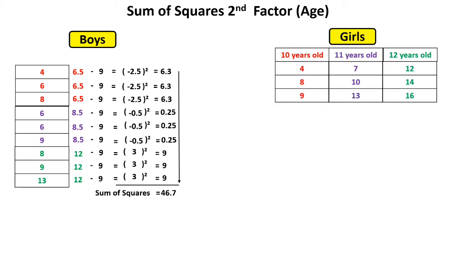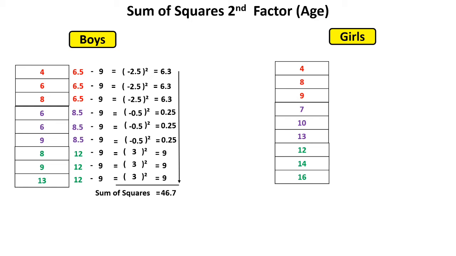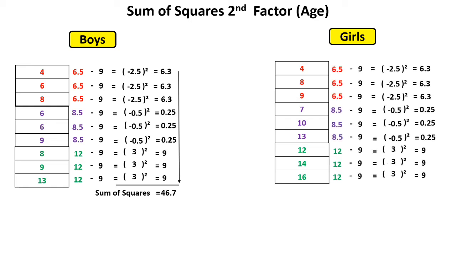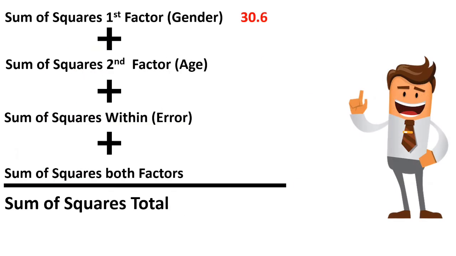Now, I'll do the same for the girls' test scores. Organize the data into a single column. Then, I'll do the same since they are exactly the same as the boys. Then, of course, if we sum this up, the sum of squares is also 46.7. So, the sum of squares for the second factor is 46.7 plus 46.7 equals 93.4. There we have it.